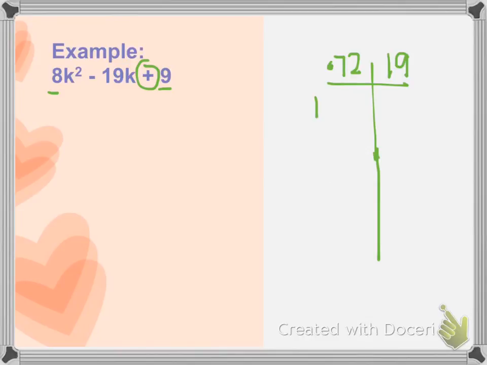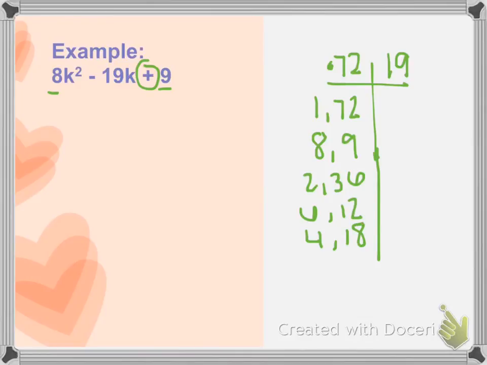So we have 1 and 72. We have 8 and 9. We have 2 and 36. We have 6 and 12. We have 4 and 18. And we have 3 and 24. A lot of factors.